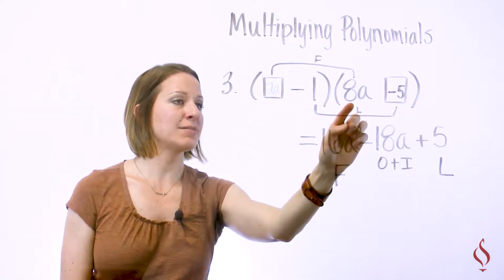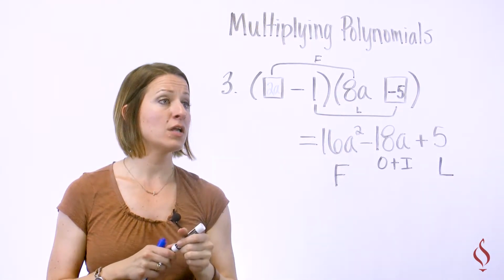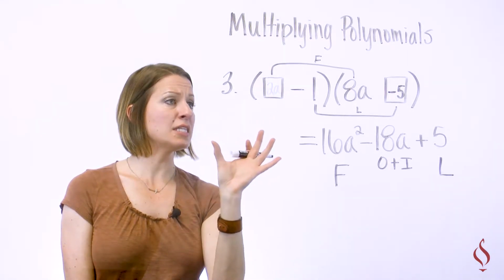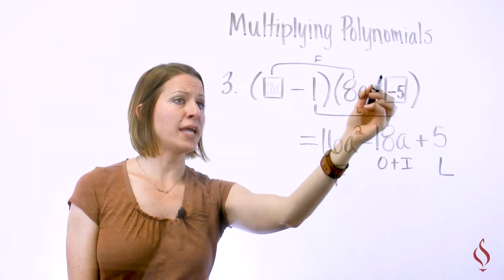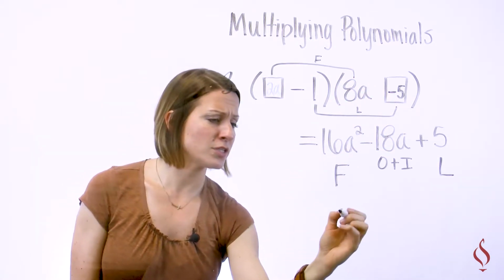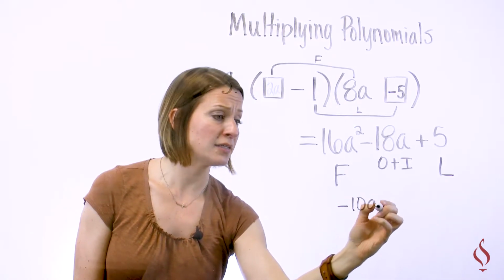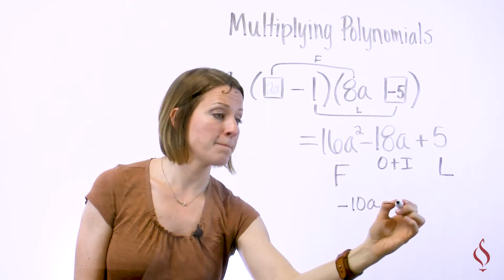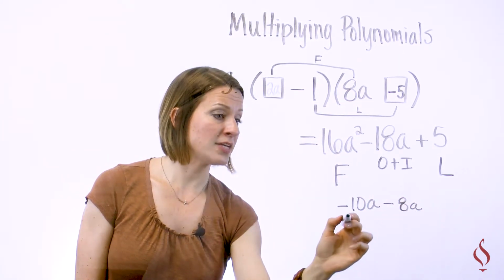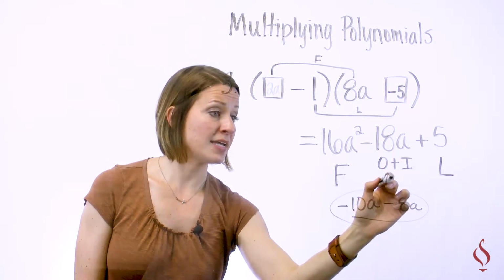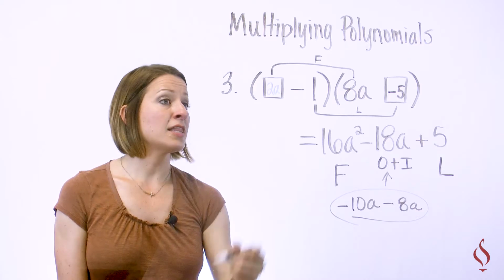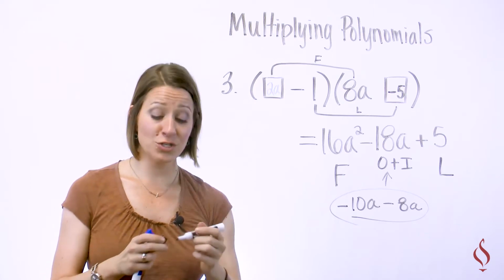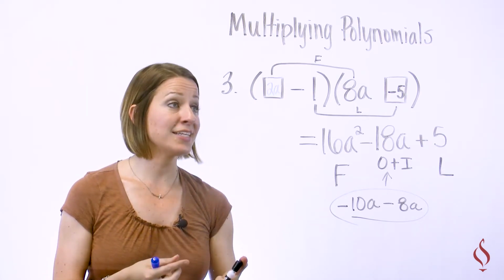We have the 2a times 8a, which is the 16a squared. If we check the outer and the inner, this 2a times the negative 5, I'm just going to write it down here. That would be a negative 10a. And then the inside is the negative 1 times 8a. And that right there, guys, is how we're going to get that negative 18a. And then, of course, negative 1 times negative 5 is positive 5. So our two missing boxes are the 2a and the negative 5.